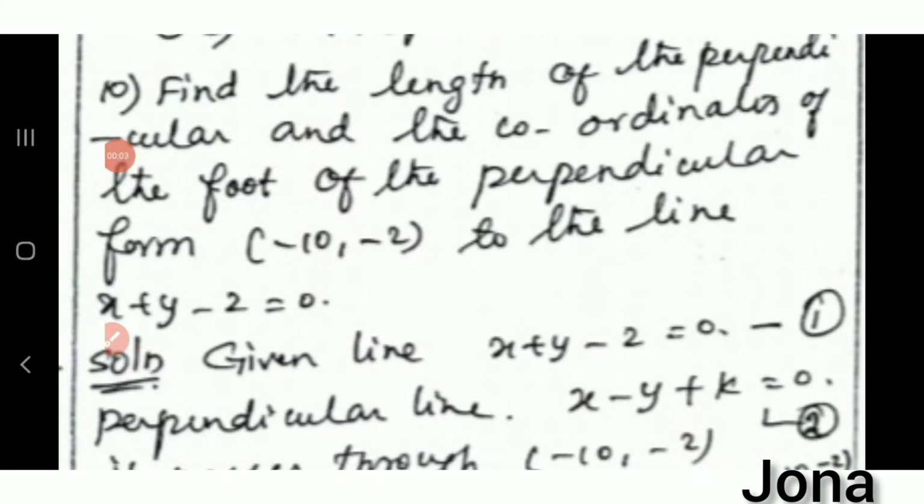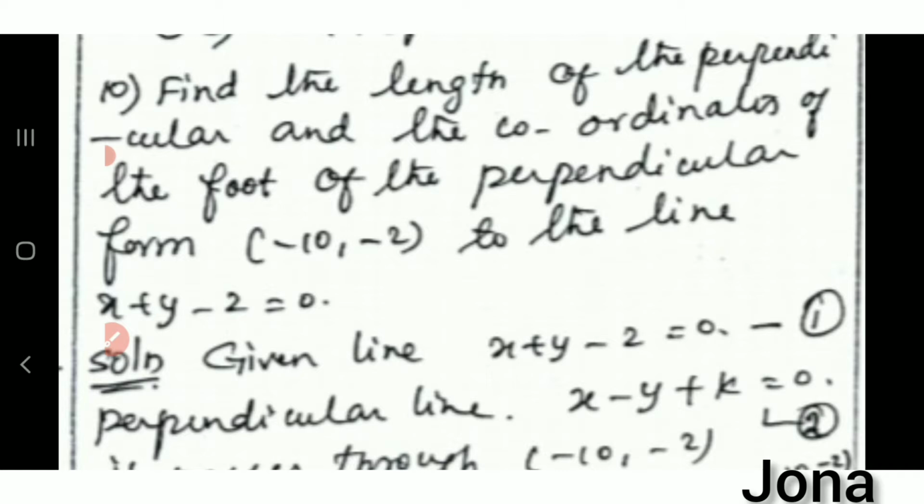10th sum. Find the length of the perpendicular and the coordinate of the foot of the perpendicular from minus 10 comma minus 2 to the line x plus y minus 2 equal to 0. Find the length of the perpendicular and the coordinate of the foot of the perpendicular from minus 10 comma minus 2 to the line x plus y minus 2 equal to 0.